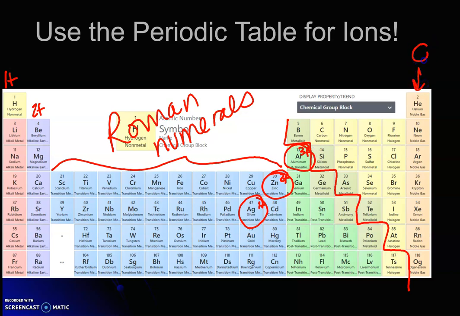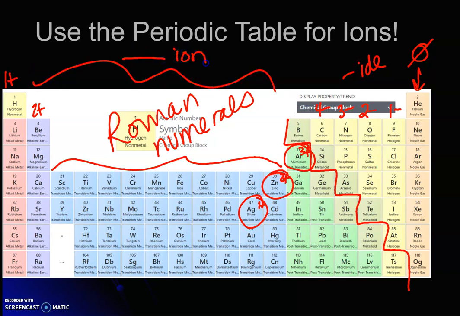Your noble gases make no ions. They already have a full electron configuration. Everybody in column 17, your halogens, are a 1 minus. Everybody in column 16 is a 2 minus, then 3 minus, 4 minus. These guys all end in IDE for the names, and these guys have whatever the element name is, an ion. And then stay tuned for the next video for Nick the Crafty Camel in order to figure out your polyatomic ions. All right, good luck.